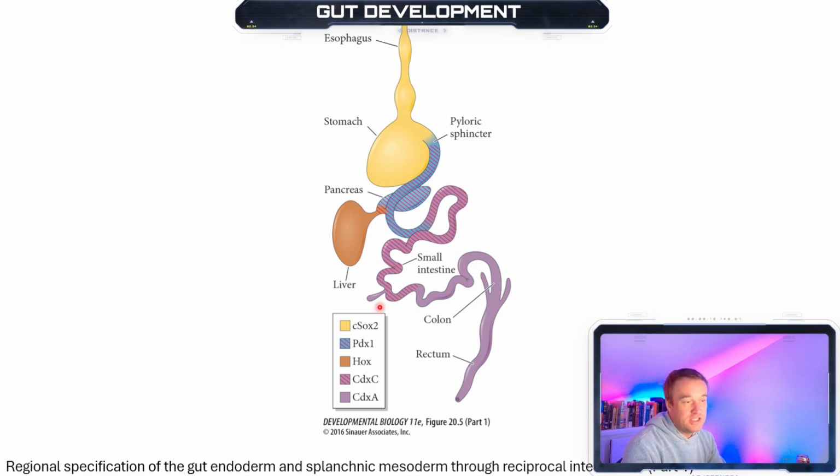So small intestine, CDXC, and then we get down further, CDXA is expressed. So this all provides the polarity. This is the mapping, the gradient. CDXA for the colon, large intestine, the rectum, etc.